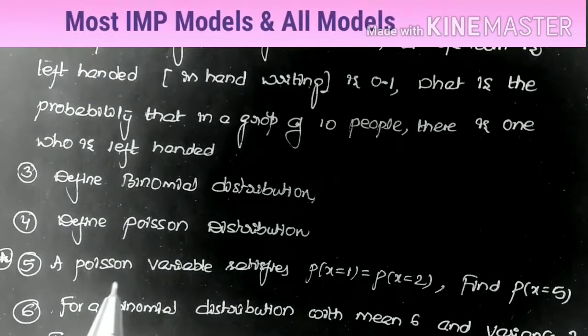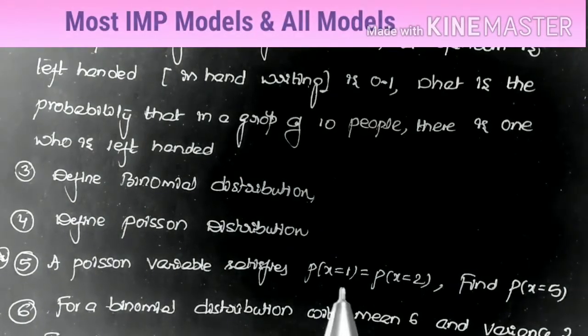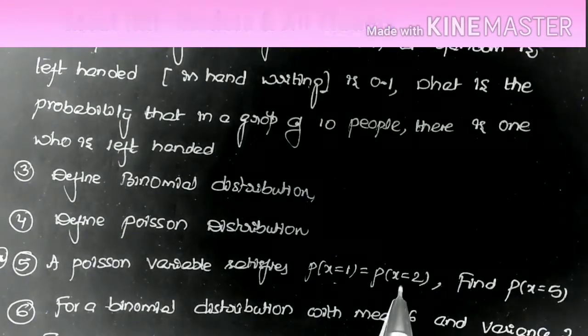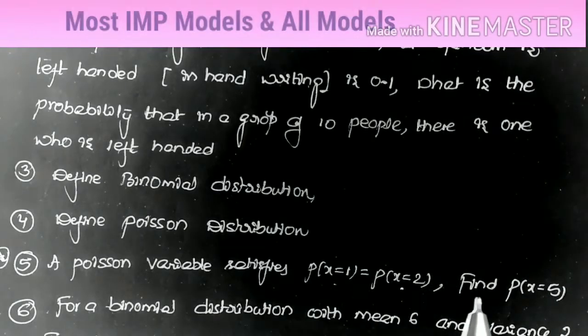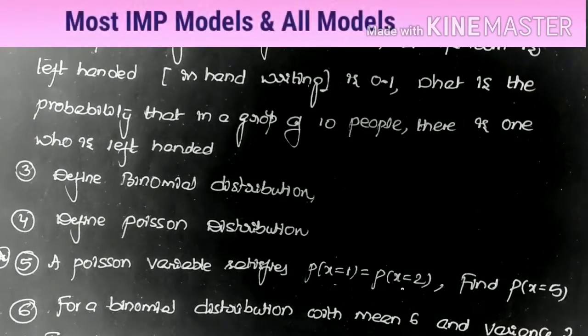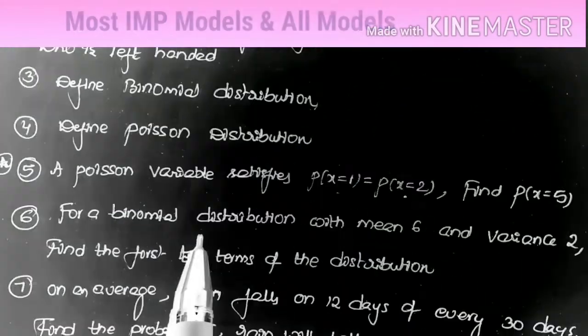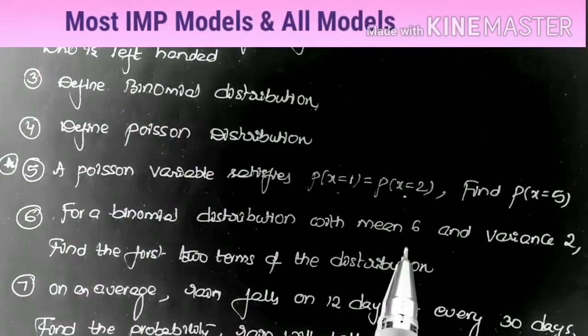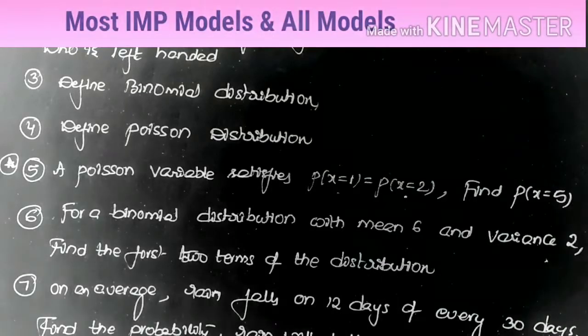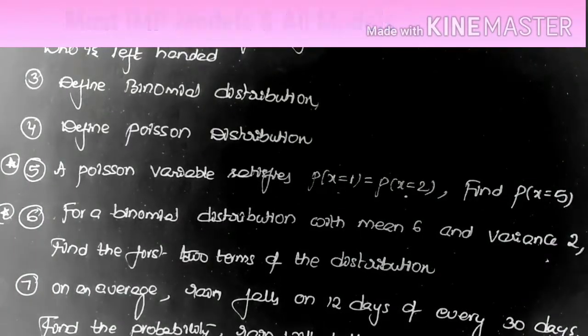And the next one, a Poisson variable satisfies P of x is equal to 1 is equal to P of x is equal to 2. Then find P of x is equal to 5. The most important 2 marks problem. And the next one, for the binomial distribution, mean and variance are given. Find the first 2 terms. The most important 2 marks sum.